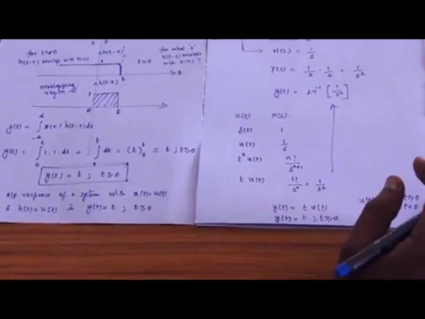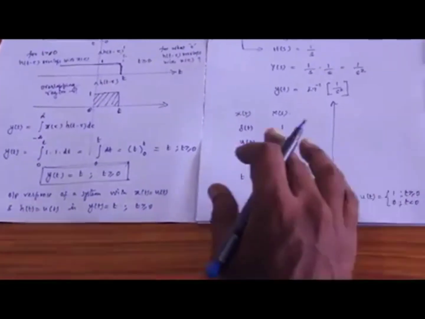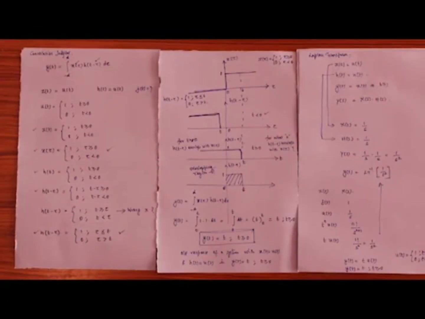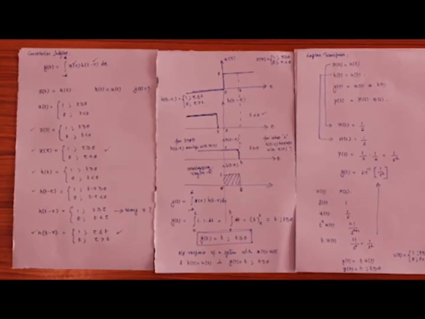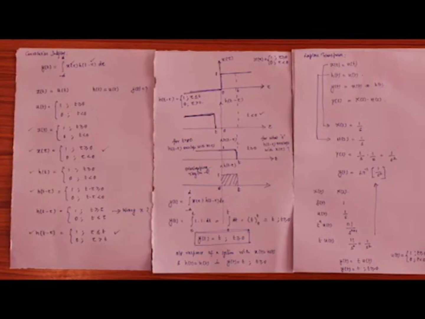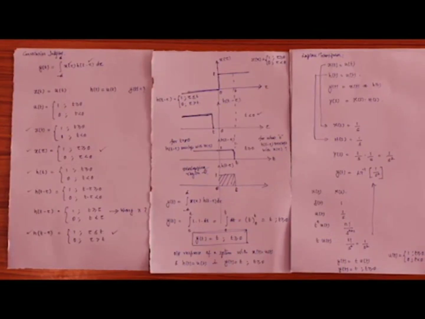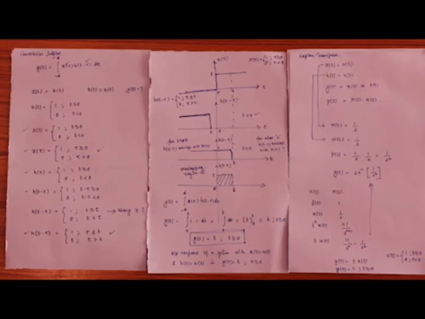So this is how you can find the output response of the system using the convolution integral formula. Once again, please go through the steps from 1 to n, so that it is clear that the output response of the system using the convolution integral formula is derived in an easier way. Okay, please go through it.